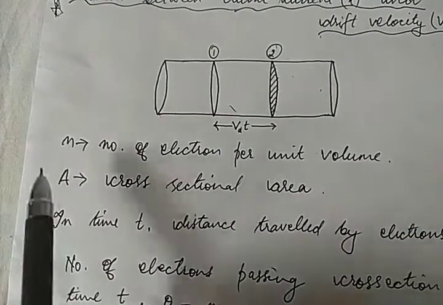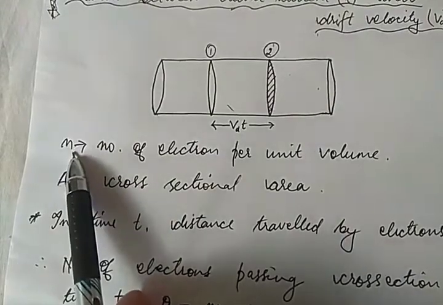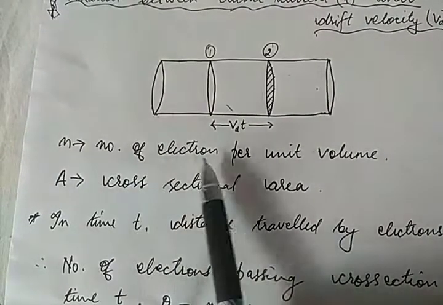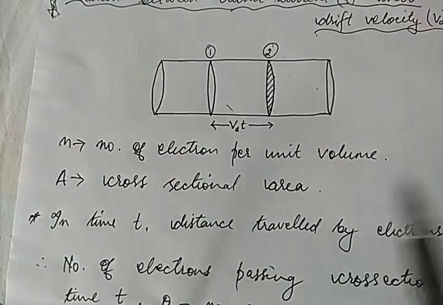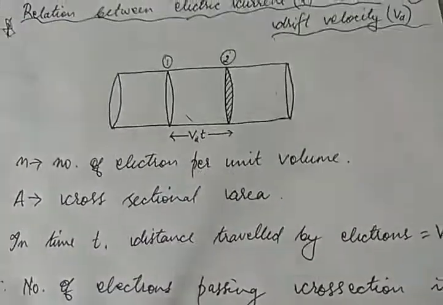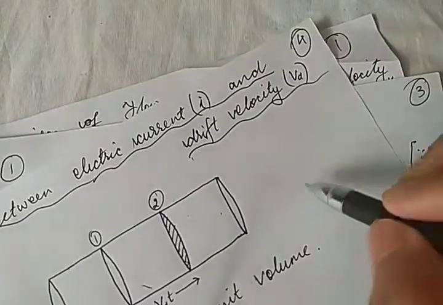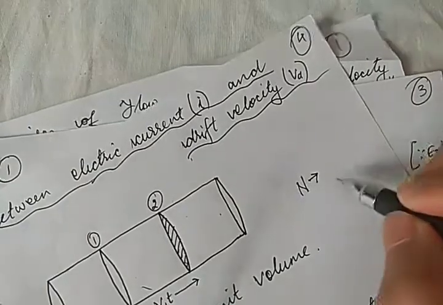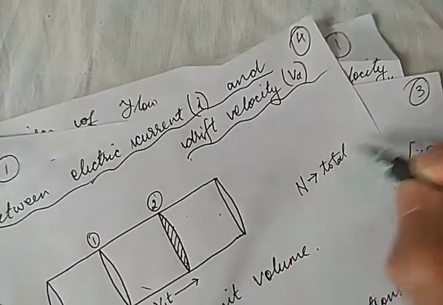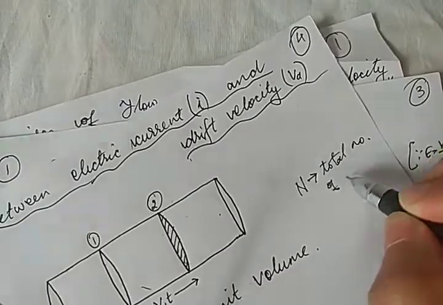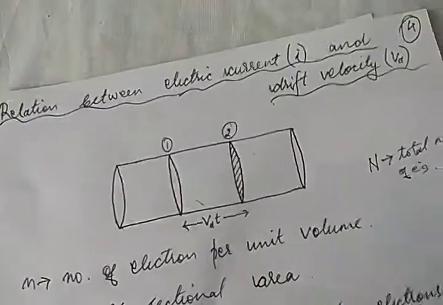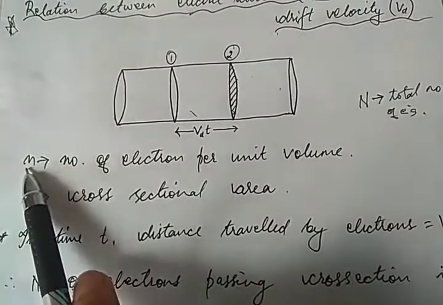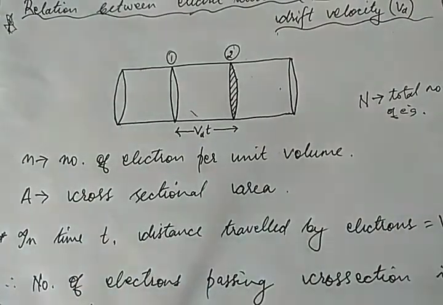So let us suppose some things first. Small n, this is n, not m. N is the number of electrons per unit volume. Now in the previous video, I had written capital N over there. Capital N was the total number of electrons in the conductor. But this is completely different from that. Remember, this is the number of electrons per unit volume.